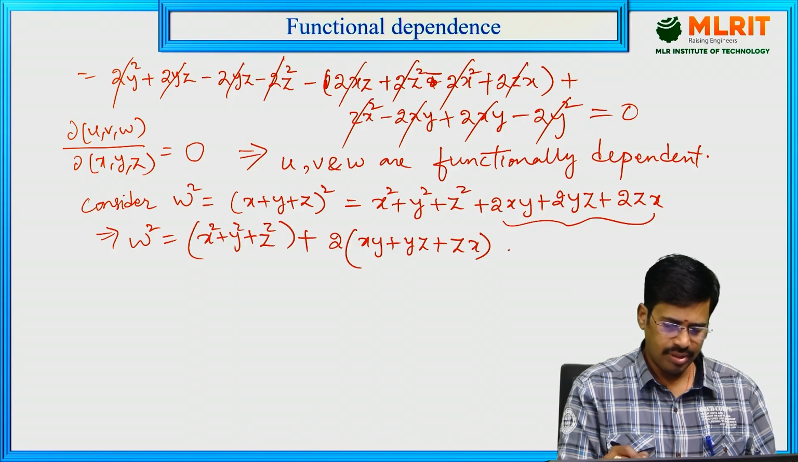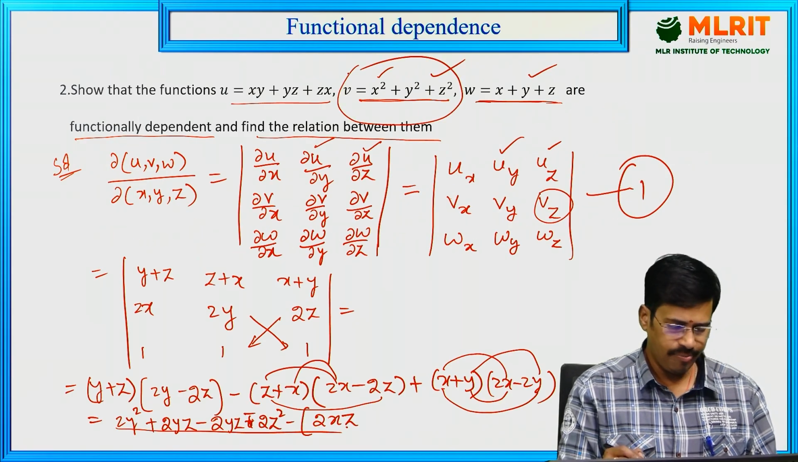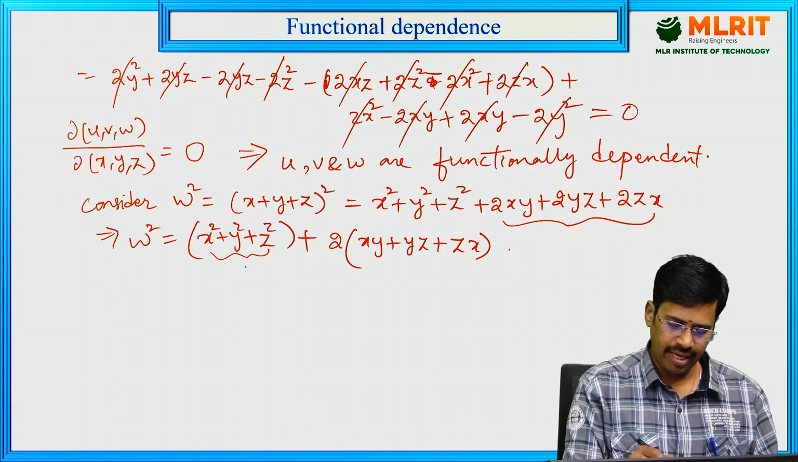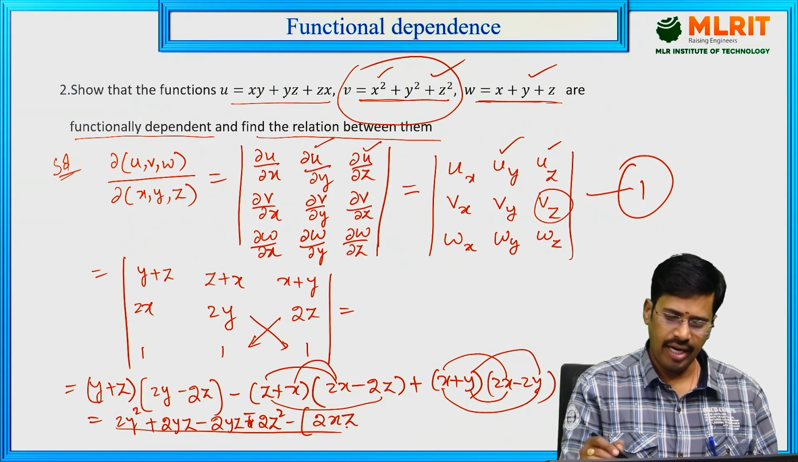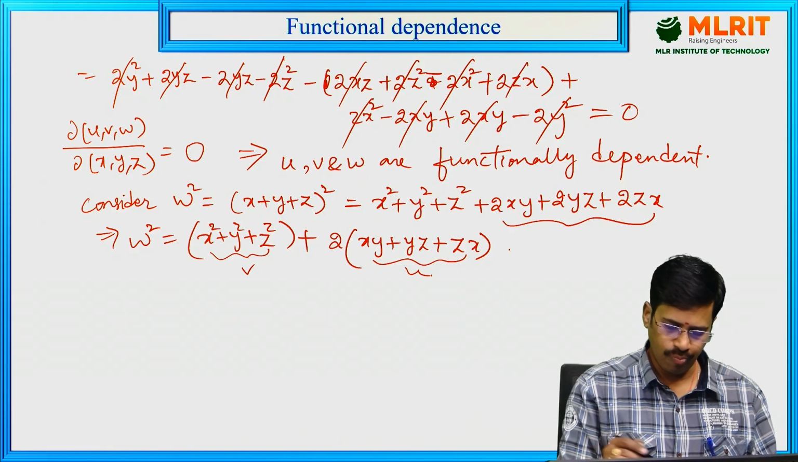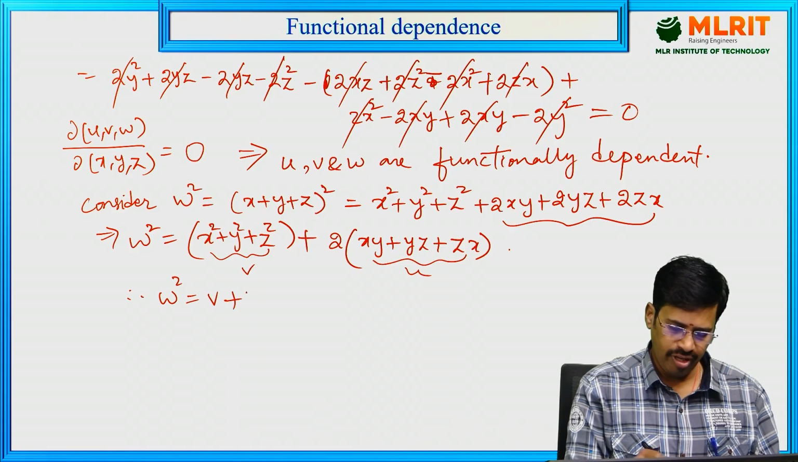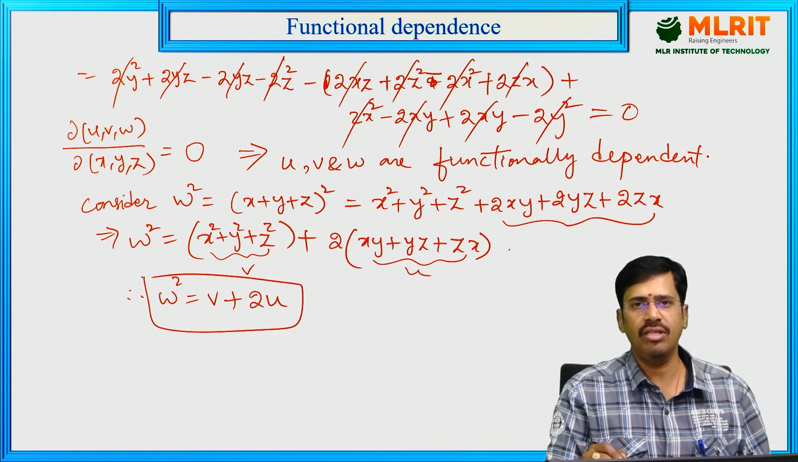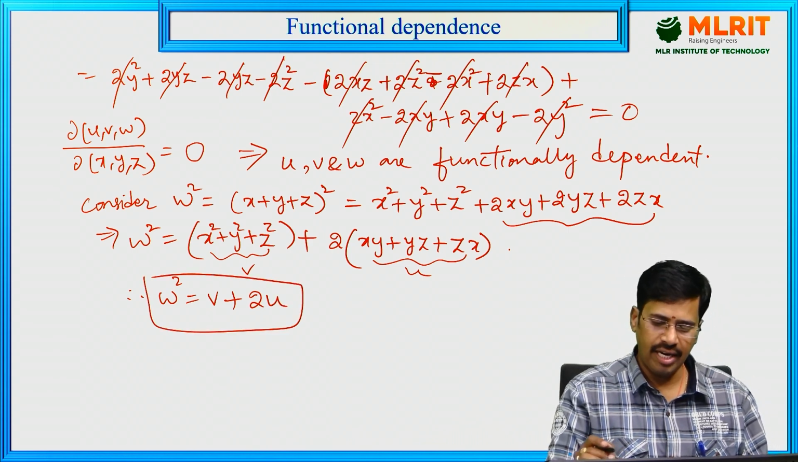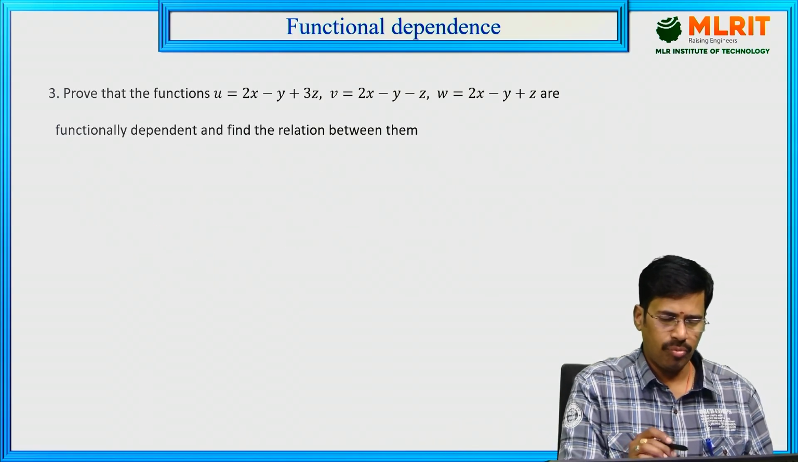Now we can observe x square plus y square plus z square is v. So this I can write as v, and xy plus yz plus zx can be written as u. Therefore w square equal to v plus 2 times u. So this is the relation between three functions u, v and w, right? Let us prove one more problem.